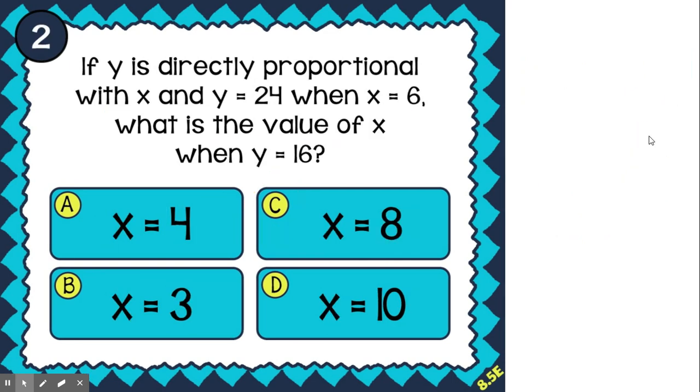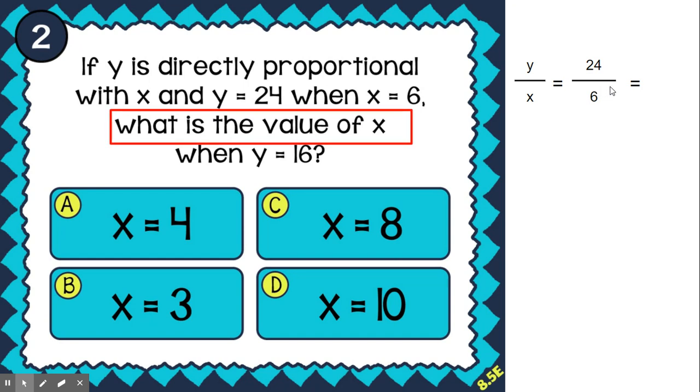Okay, so let's try it again. If y is directly proportional with x, y is 24 when x is 6. Okay, so let's go ahead and write that fraction down. Y is 24 when x is 6. What is the value of x? This time, I'm not going to know x, but I do know that y is 16. Okay, so again, y is 24 when x is 6. What is the value of x when y is 16?